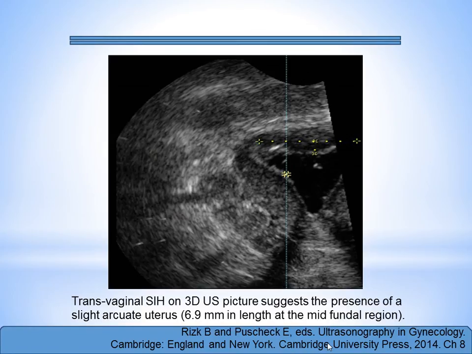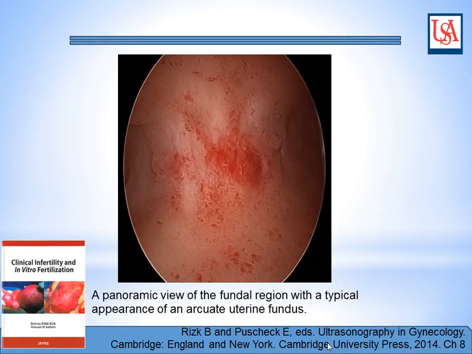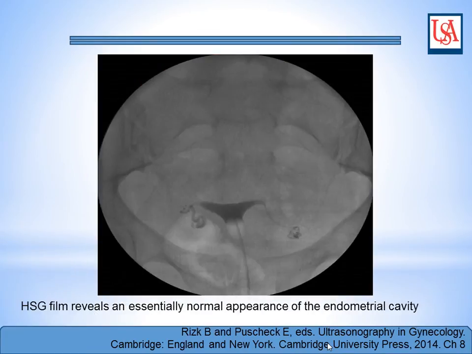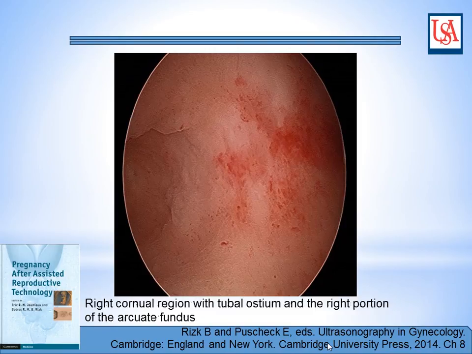We do the line. We take half. We measure it. How much? 6.9. So 6.9 millimeters is less than 1 centimeter, so it's still not a septum. We go inside, and it does have an arcuate, and we cut that arcuate uterus here. And you can see here, this is the right side, this is the left side.